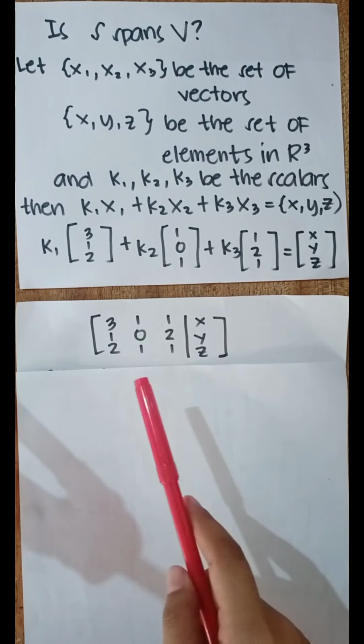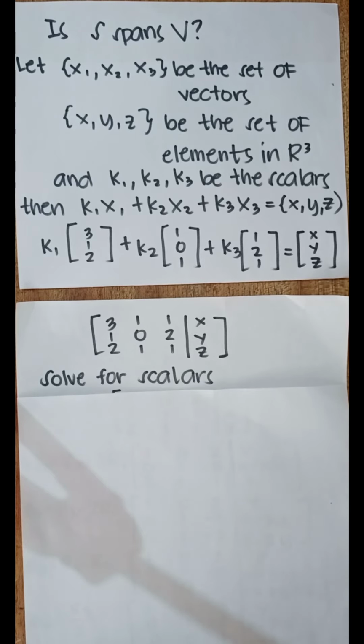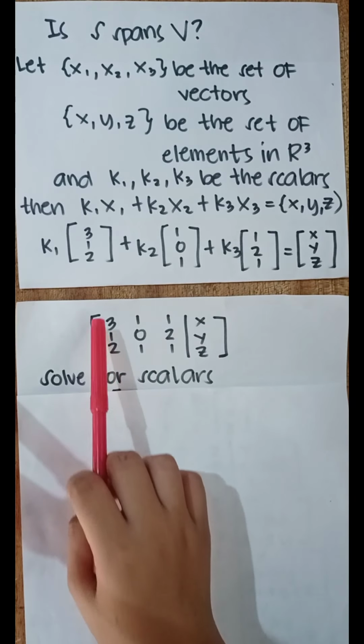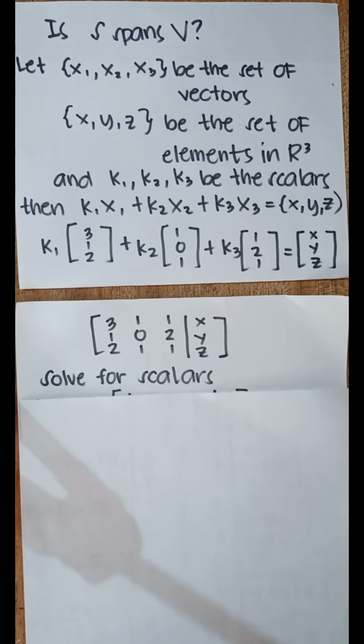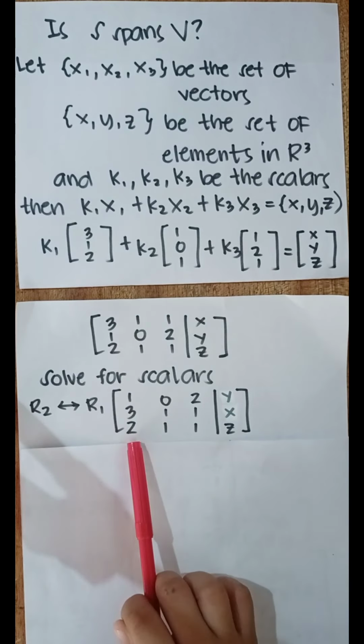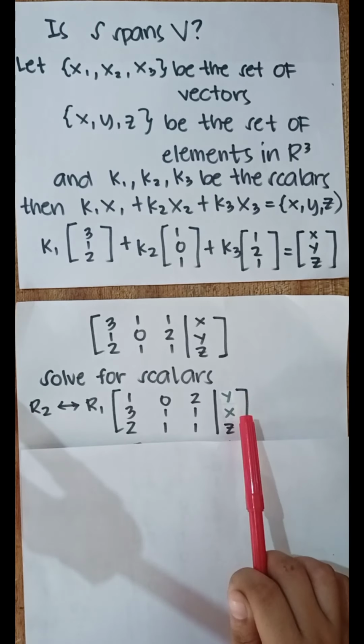Since we already have our matrix, we can now proceed to solve for the values of our scalars. To find it, again, we can use row echelon form, inverse, Gauss-Jordan, and so on. But for this video, we are going to use Gauss-Jordan elimination. From this matrix, we swap R2 and R1 so that our pivot becomes 1. From that, we now have the matrix 1, 0, 2; 3, 1, 1; 2, 1, 1; and y, x, z.